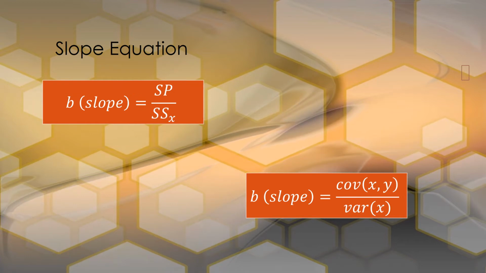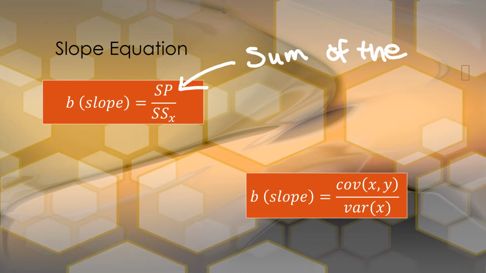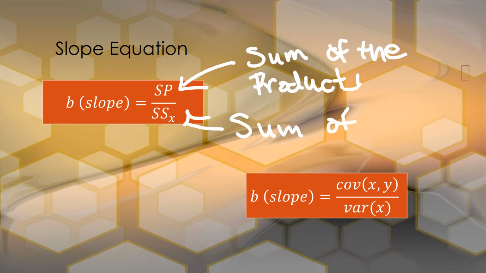And basically, we're going to take the sum of the products. So you should remember these terms a little bit from the correlation section, or the correlation phase. And then we're going to divide by the sum of the squares for x. Okay? The sum of the products divided by the sum of squares for x.